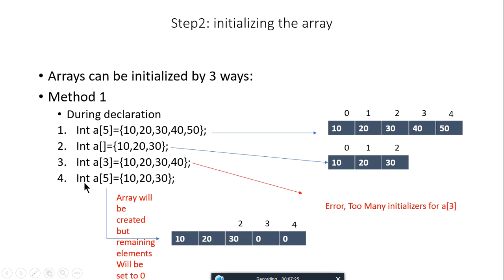And if you put less values, let's say int a5, and you put only 3 values, 10, 20, 30, then third and fourth index value will be automatically set to 0. It will be automatically initialized to 0. So array will be created, but remaining elements will be set to 0. Okay, so make sure that you take care of these declaration methods and act according to that.